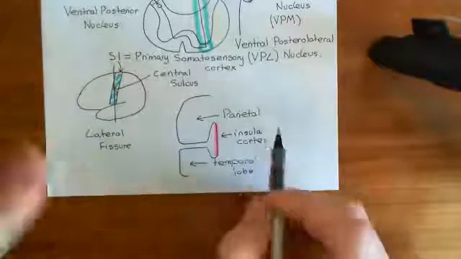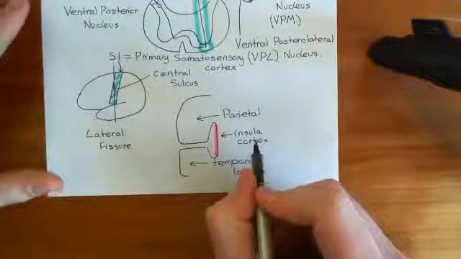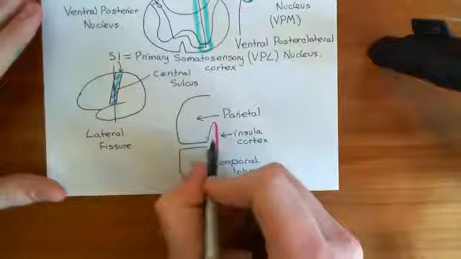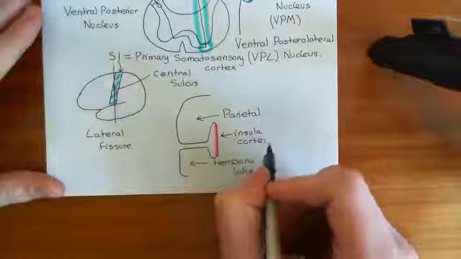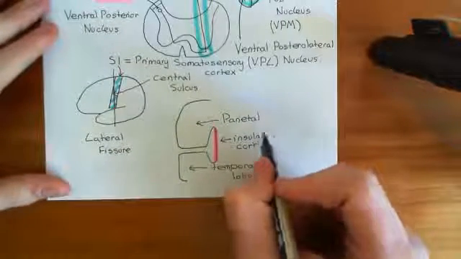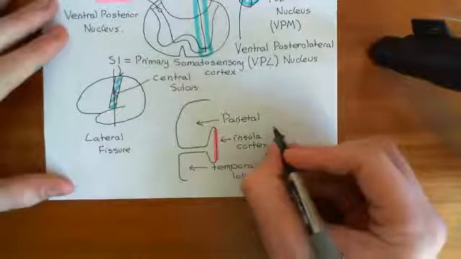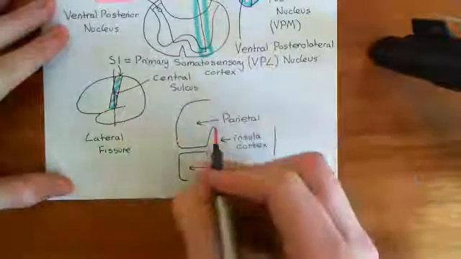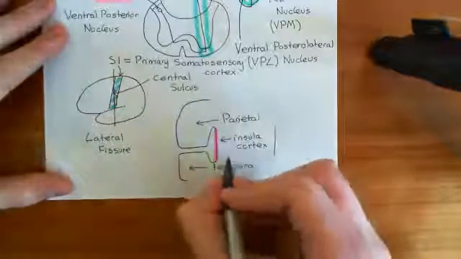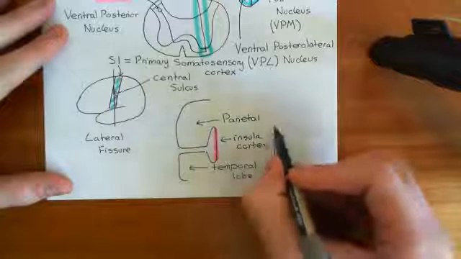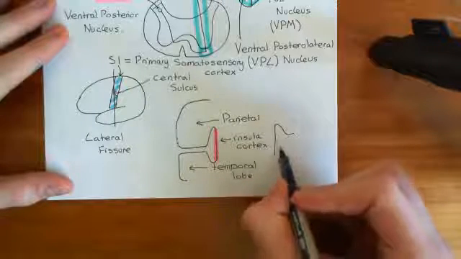Well, obviously the ventral posterolateral nucleus on the left side will project to the left insular cortex, and the ventral posterolateral nucleus on the right side will project to the right insular cortex. So you'll have one on both sides. So here's the right insular cortex. Let's assume we're looking at this from behind. Okay, so this is the left insular cortex, this is the right insular cortex here.